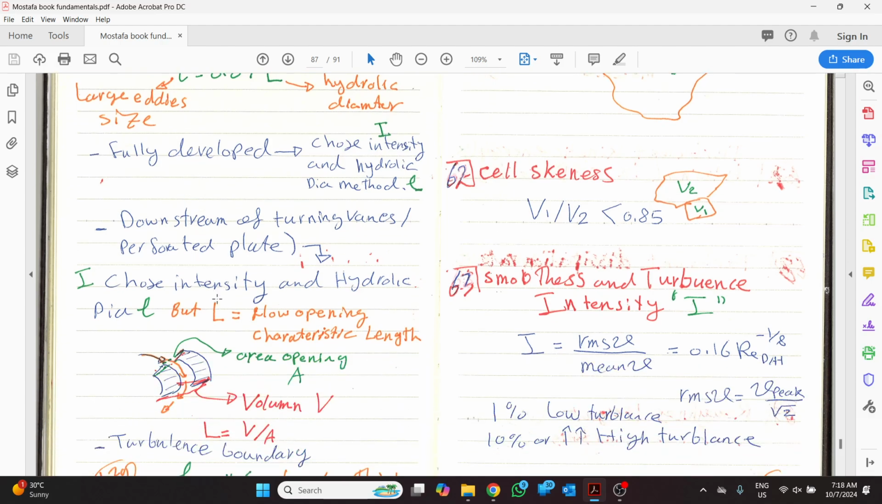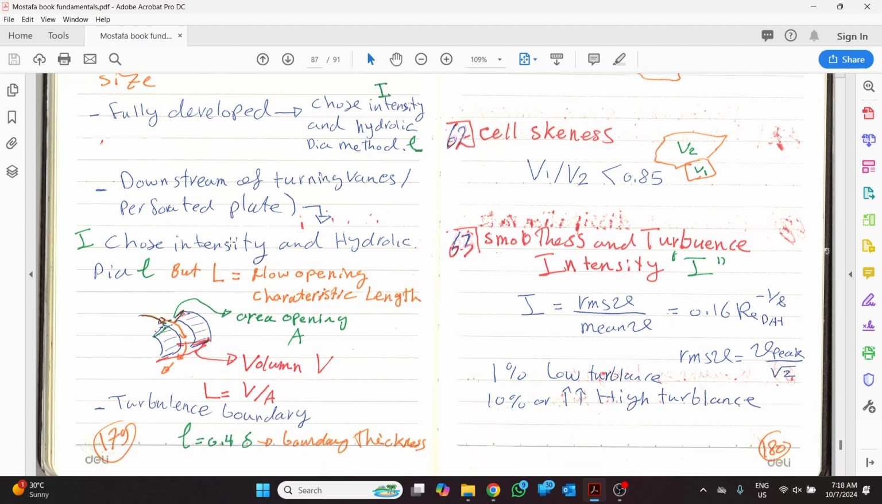Okay, but take care that L, in this one, is calculated based on this: if this is the vane and this is the vane, and the flow is like this, the entire volume is V, and this cross-section inlet area is A. L equals V over A.